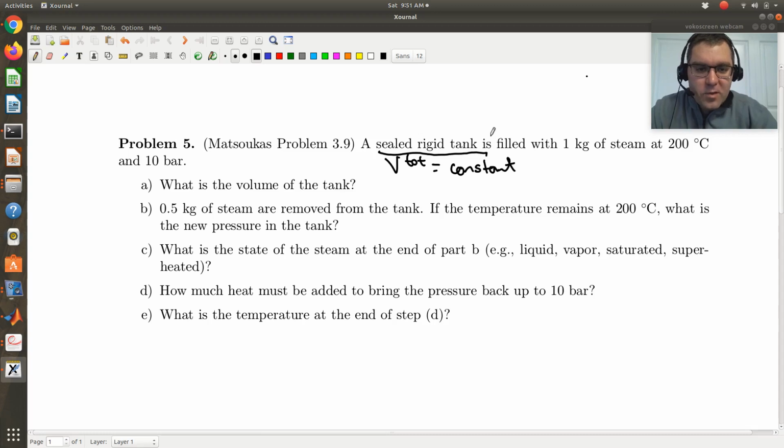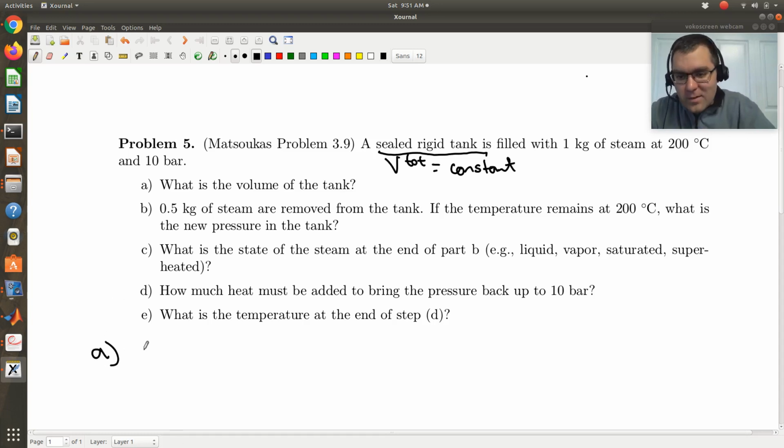So you have a sealed rigid tank that's filled with 1 kilogram of steam at 200 degrees C and 10 bar. Great. Temperature and pressure are specified. If I have a single component, single phase system, the system is fixed. A, what is the volume of the tank? All right, we've got this.